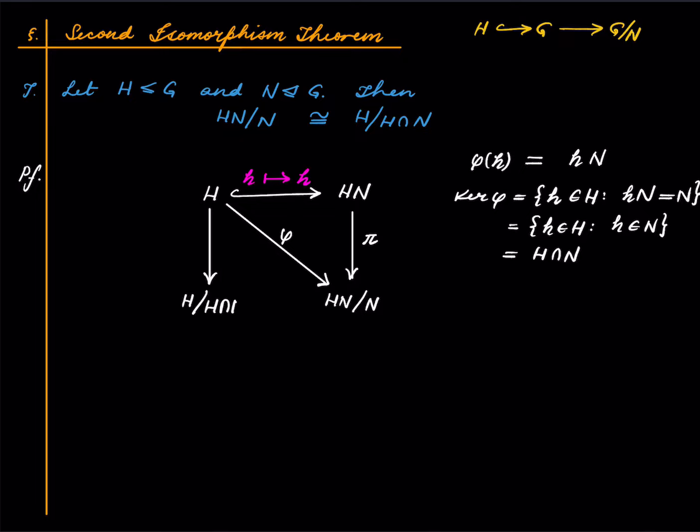And hence phi factors through this quotient. This is where we use the first isomorphism theorem. This is phi bar, and this is an injective map because we have factored out by the kernel of phi. All right. Lastly, we'll verify that this is surjective.